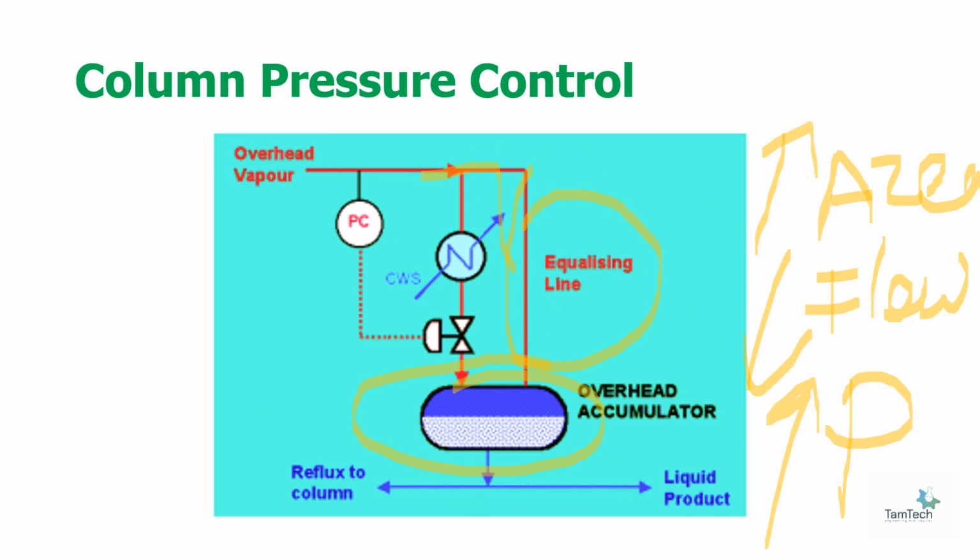So as you can see, whatever happens, like the control, it doesn't matter. Your reflux will be sent back to the column and liquid product will be sent for other purposes, for downstream facilities or the sales.